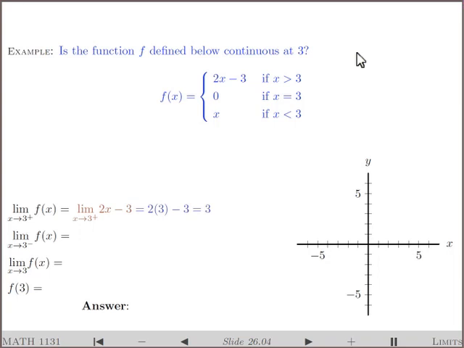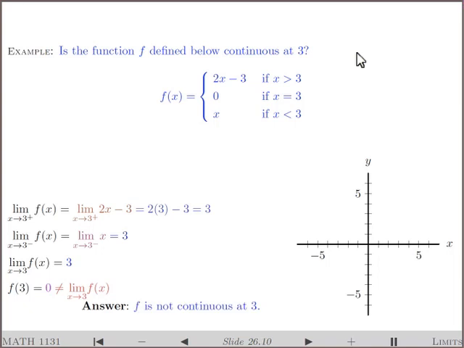The limit from the left will be the same as the limit of x as x approaches 3 from the left, because if x is less than 3, f of x equals x, and that is 3. Since the two one-sided limits agree, the two-sided limit exists and is equal to 3, but the value is given as 0. Since the value is different from the limit, it's not continuous.